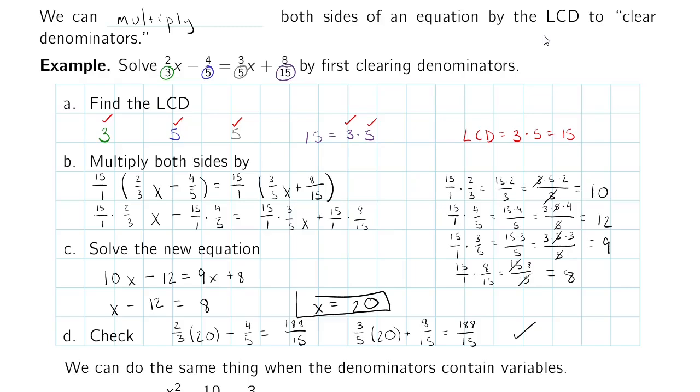Okay, so that's the process of clearing denominators to solve a linear equation, really. That process lets us work with easier numbers in the solving process, but it wasn't really necessary. We could have solved that just by working with the fractions in the usual process for solving a linear equation. We'll use that same strategy, though, when we have variables in the denominators.